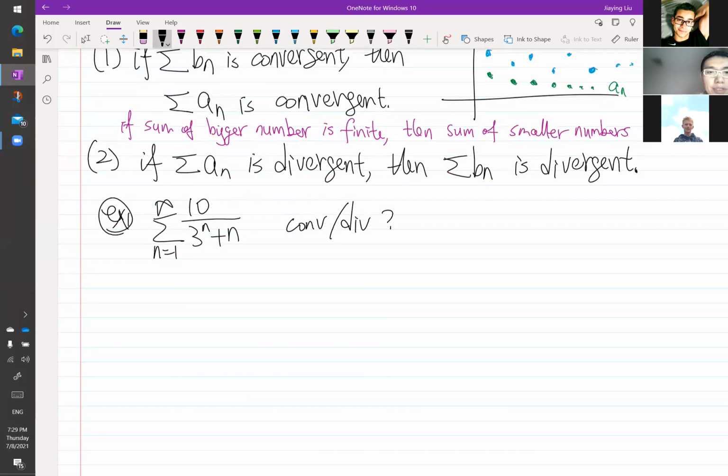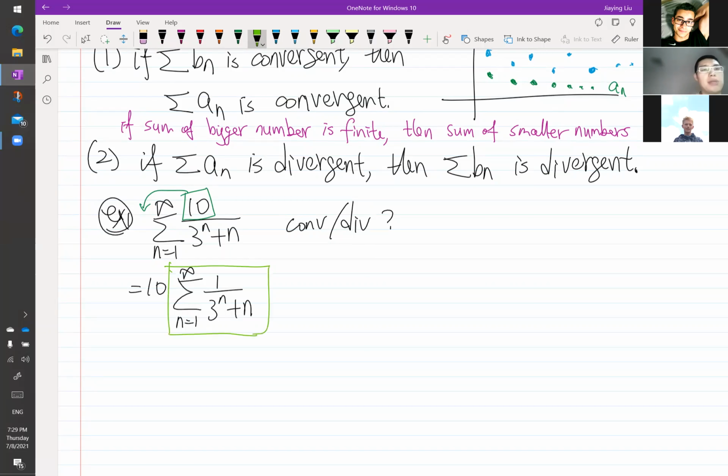So here we have 10. Now I'm going to show you a trick that makes things a little bit easier. The 10 we can think about as a constant. I'm just going to bring it outside and leave it aside. So we're just going to write it as 10 sigma 1 over 3 to the n plus n, going from 1 to infinity. For now, we're just going to consider this series; the 10 doesn't matter.